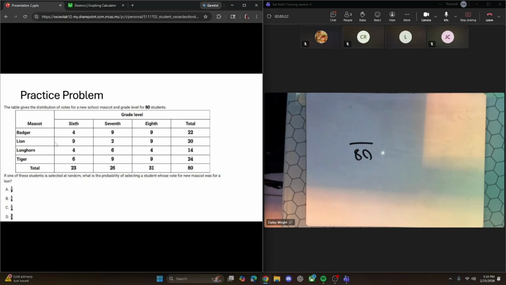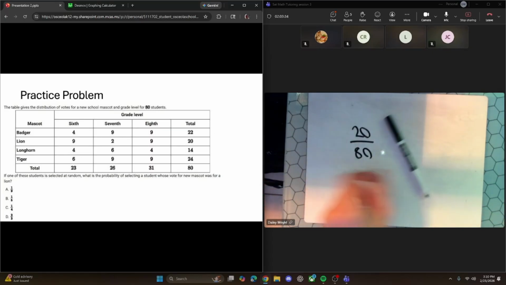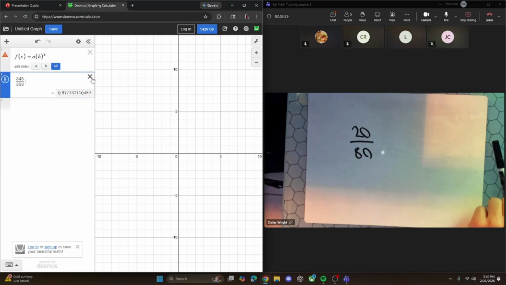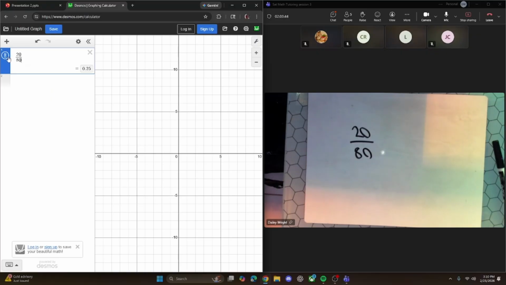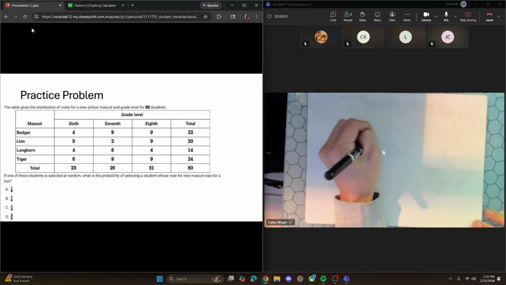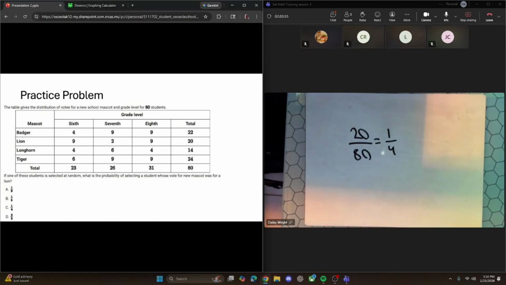So we're looking at lion. 9 plus 2 plus 9 gives us 20, so there were 20 total votes for lion. So your ratio would be 20 over 80. Now, you can put 20 over 80 into Desmos, and I believe it gives you a fraction bar right here that simplifies the ratios automatically for you. So 20 over 80 is also equal to 1 over 4, and 1/4 is your answer.